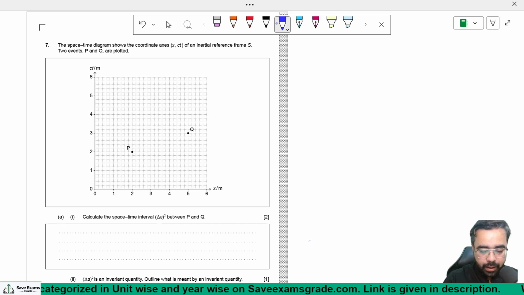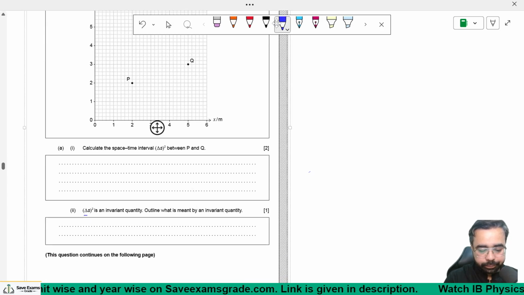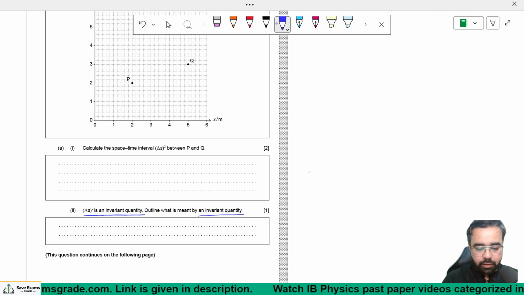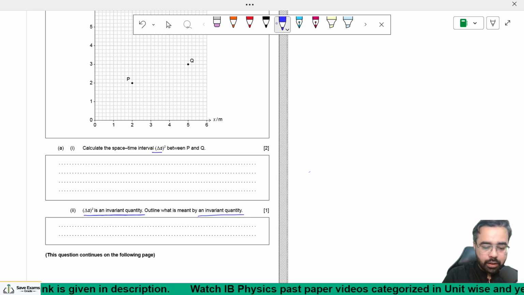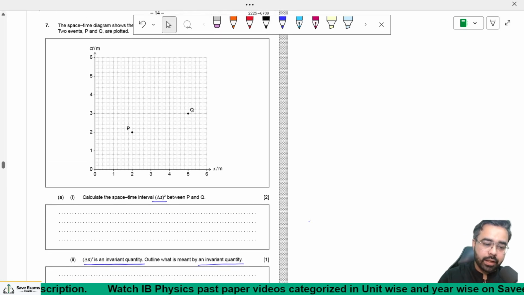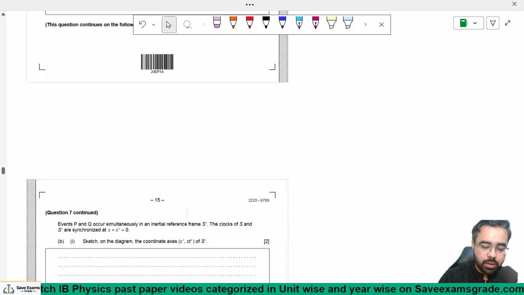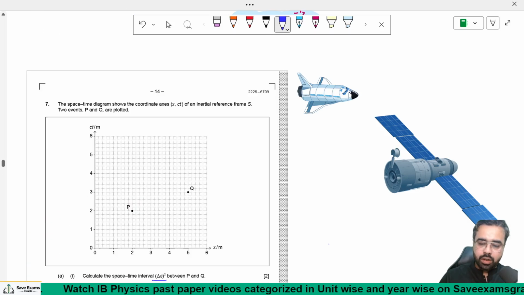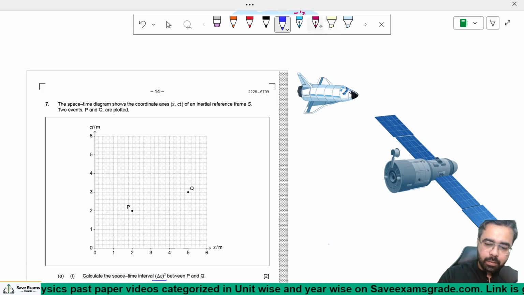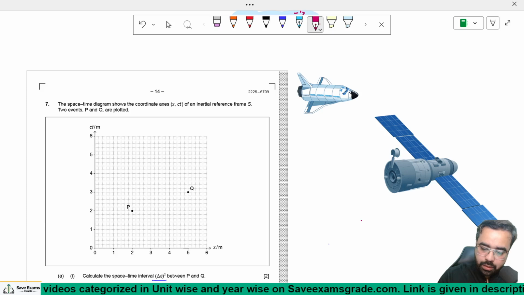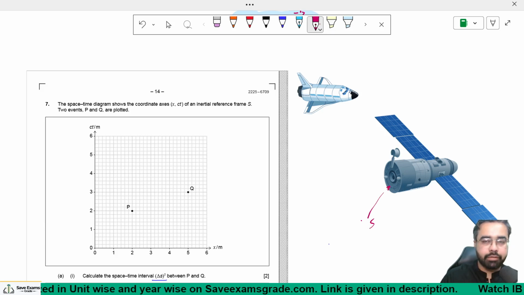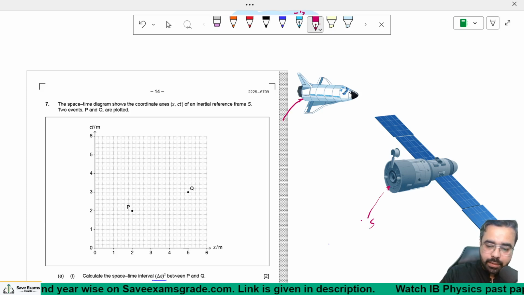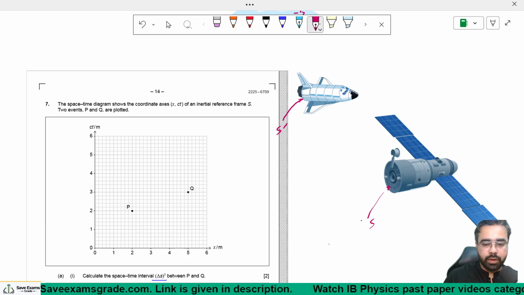Because we have to later on prove that, first of all, what is an invariant quantity, what is the meaning of that, and what is the value of this thing. So this diagram that I'm going to show you is going to be very helpful for you, right? So students, let's say this is our one frame of reference, and let's call it the S frame of reference, right? And this is an S prime frame of reference which is moving, right?